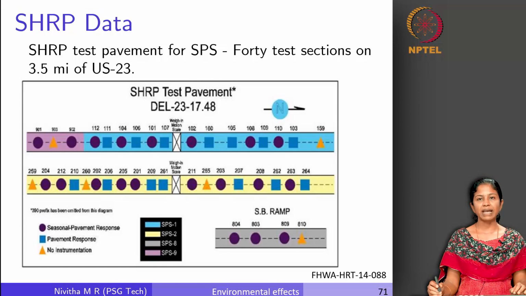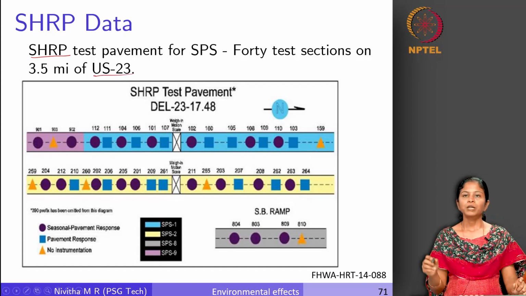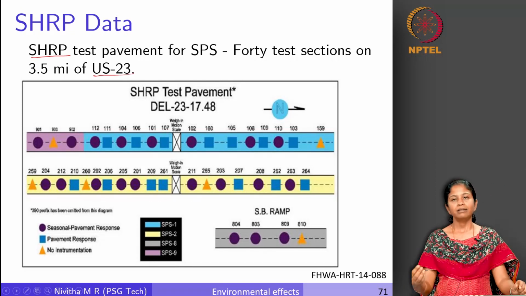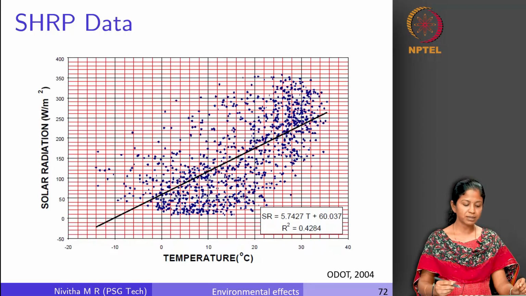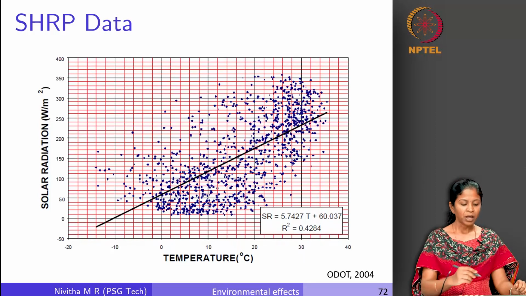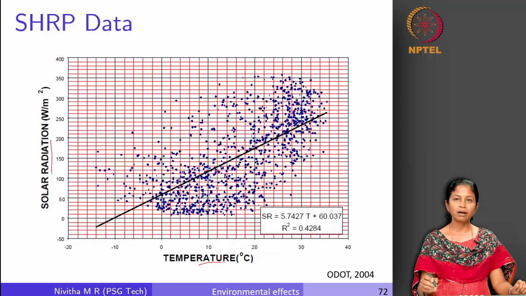Now let us look into the same SHRP data. In the previous lecture we had discussed this SHRP data from Ohio Department of Transportation for the US 23 highway. From the same study section, they have also collected information on pavement temperature, right. So this was one of the results that was given in this particular study. You can see here the relation between solar radiation and air temperature, right. You can see there is a good amount of correlation between these two parameters.